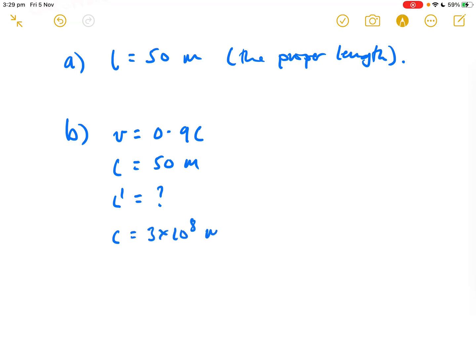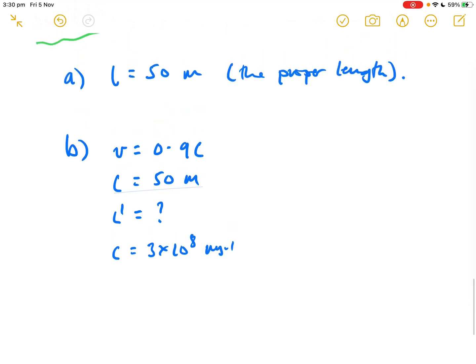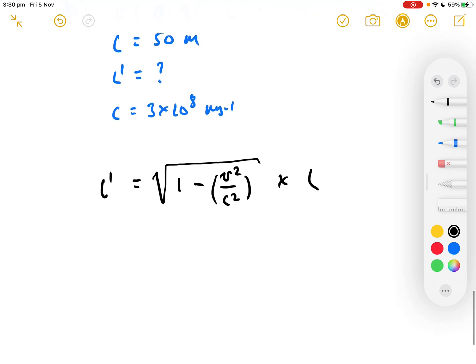And the speed of light, of course, is 3 times 10 to the 8 meters per second. Okay. Right, so we need to state our equation. So our equation tells us that L dash equals the square root of 1 minus v squared over c squared, times L.